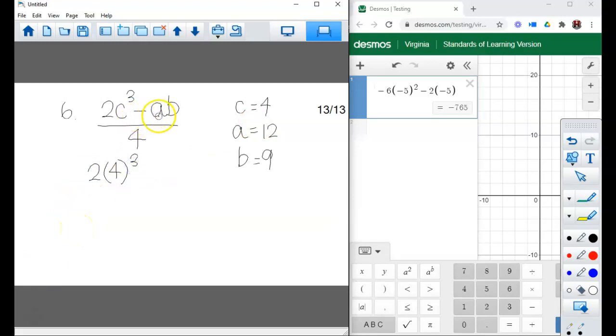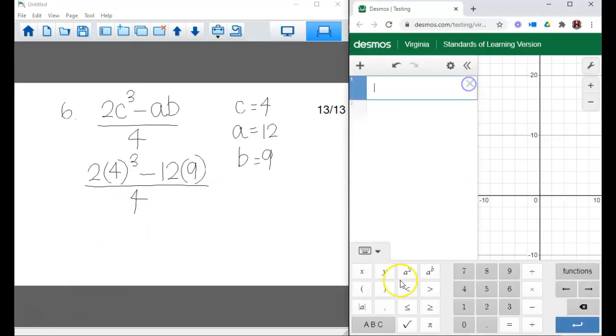Then we have minus ab. This means a times b, so this is multiplying. So one of those numbers is going to have to get wrapped in parentheses. So I'm going to do minus 12 times 9. A times b. So wrap at least one of the numbers in parentheses. I'm just going to do the second one. And then all of that is over 4.